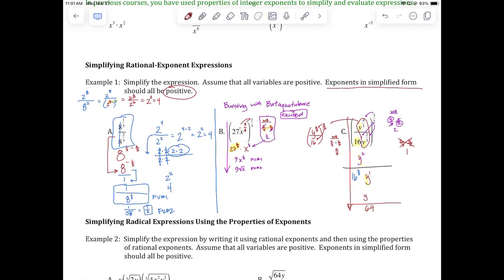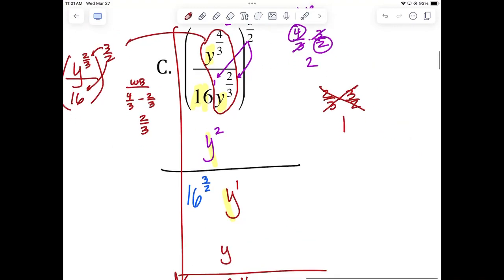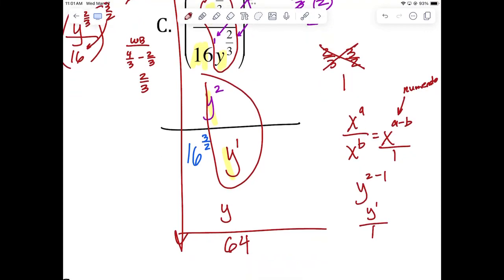Just more examples, more practice. When you do the y squared minus the just normal y, how come it just stays on the top? Oh, because the rule says when you have x to the a over x to the b, it's equal to x to the a minus b. And it's always in the numerator. When you use the subtraction rule, your result is always in the numerator. So if I do that right here, that's y to the 2 minus 1, which is y to the first, and it's over 1. Okay?